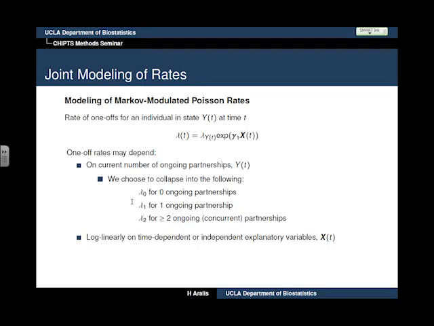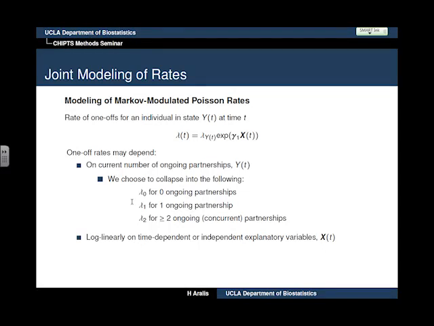And here's another simplifying assumption we made: we chose to estimate three different rates. One rate for when you're in a state of no ongoing partnerships, a separate baseline rate for when you're in a state of one ongoing partnership, like a monogamous partnership, and then a third rate for when you're in a state of concurrent partnerships. But it's the same for all individuals. Yeah.